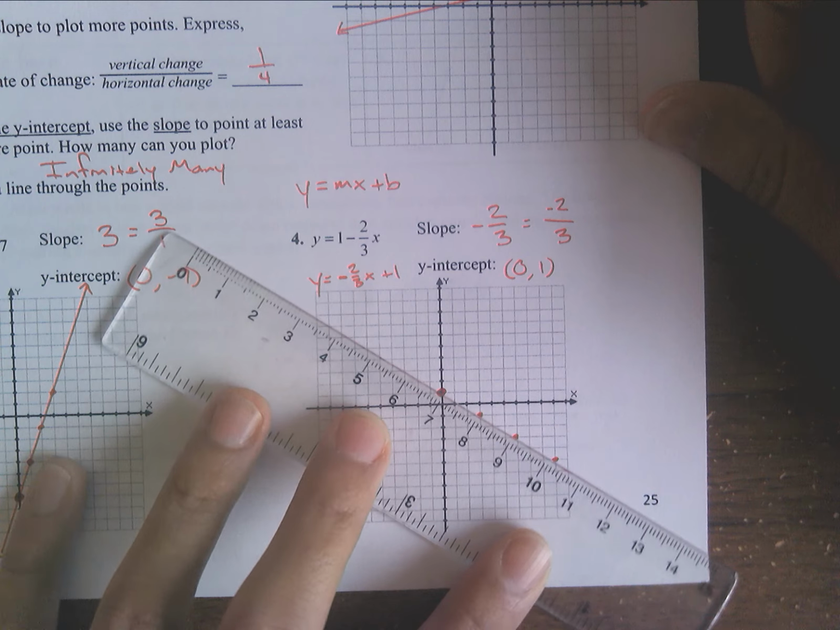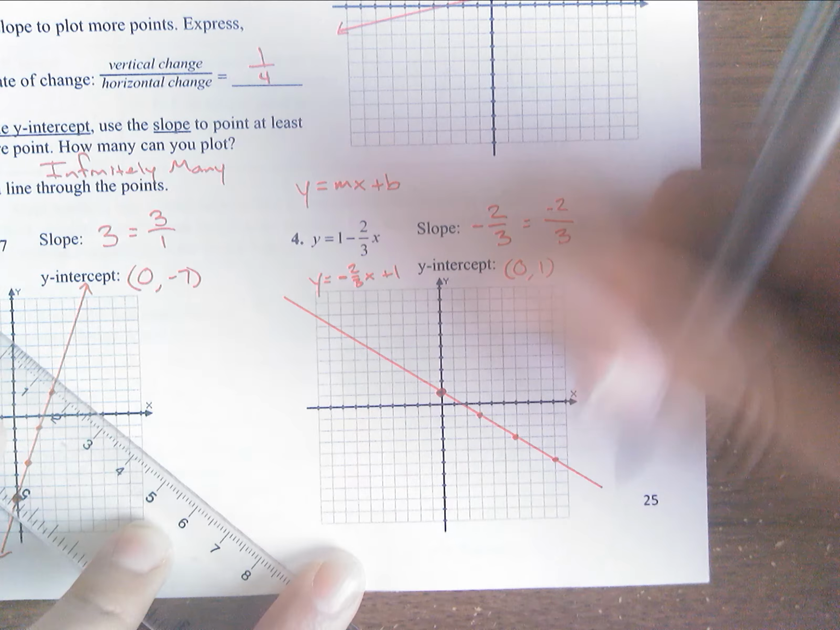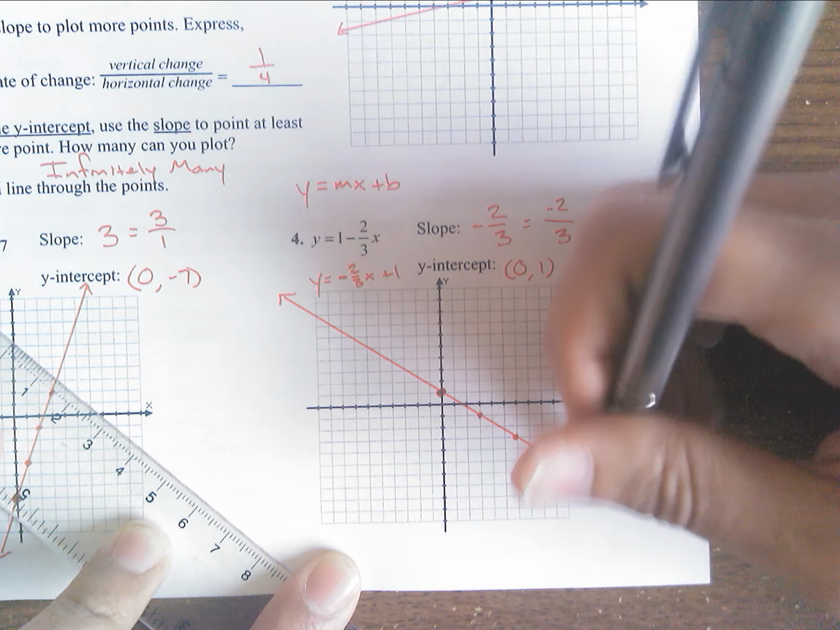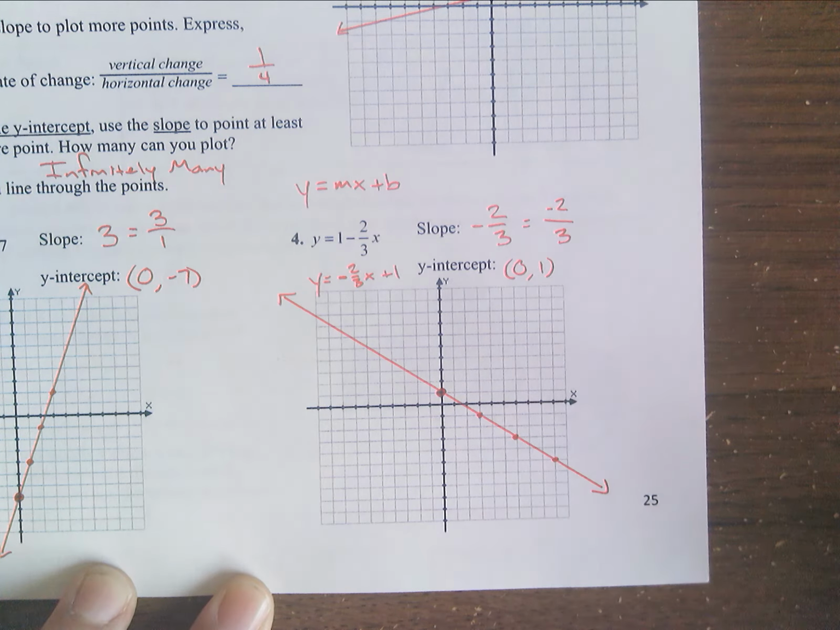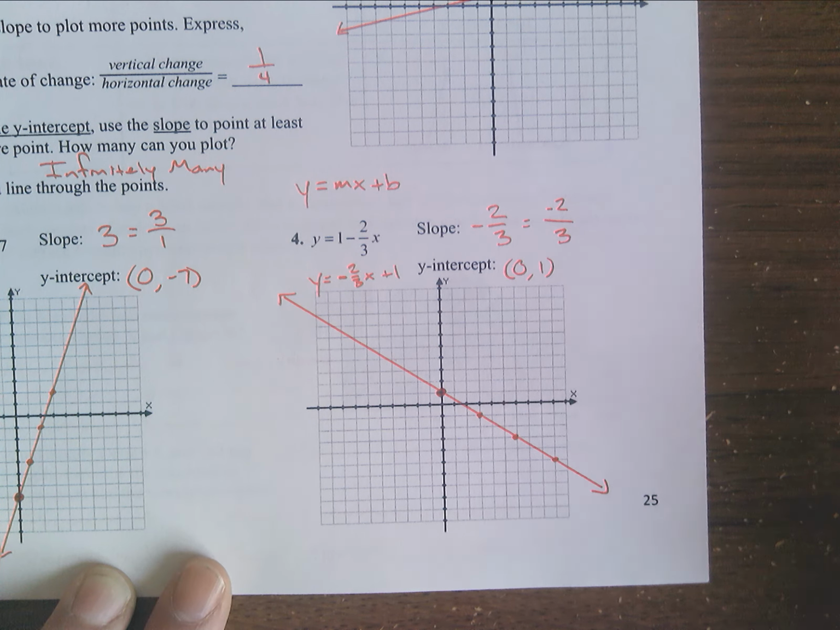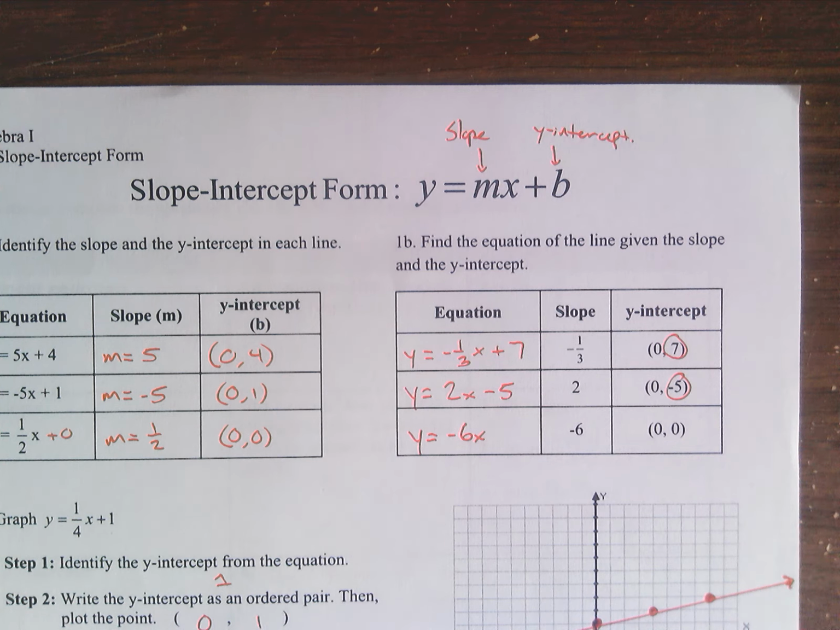But let's go ahead and connect the dots. And we get this line here. Don't forget those arrowheads, and don't forget to extend your line through the grid. All right. So this is slope-intercept form. Remember, y equals mx plus b, where m is the slope, and b is the y-intercept. We graph using the y-intercept and then find our other points using the slope.